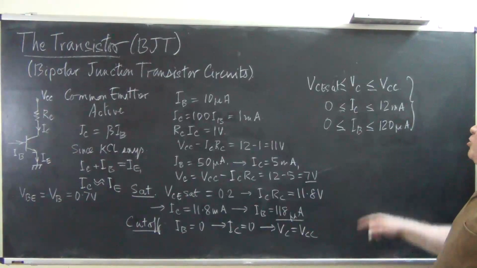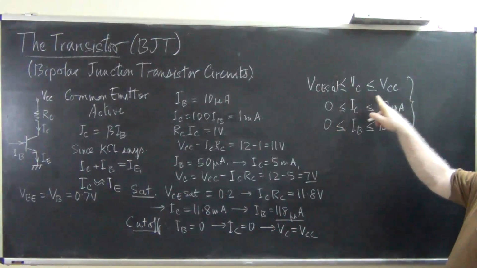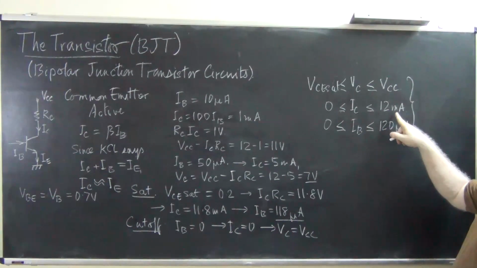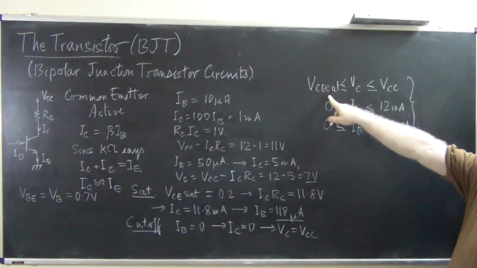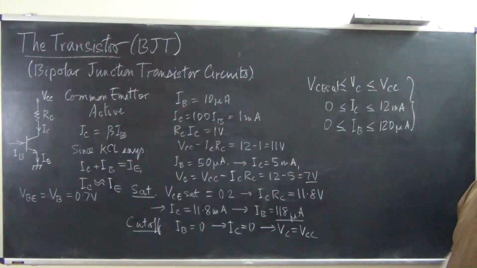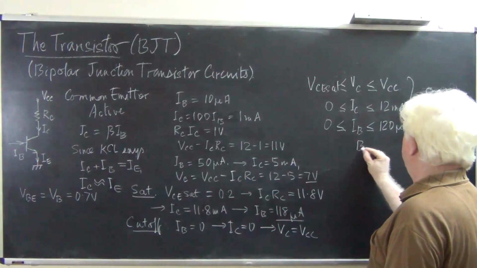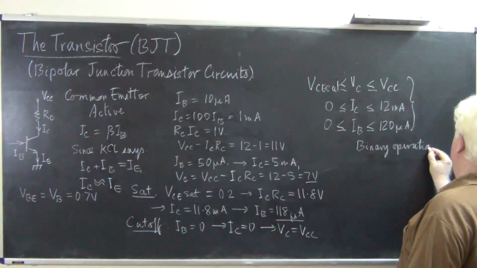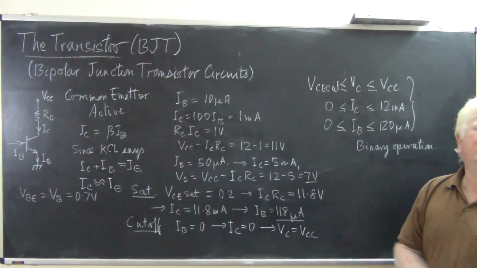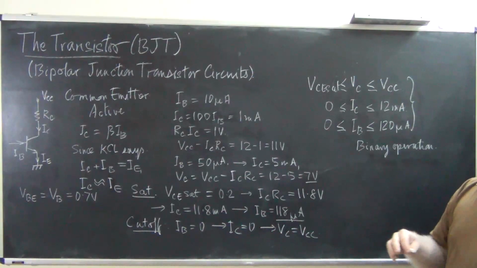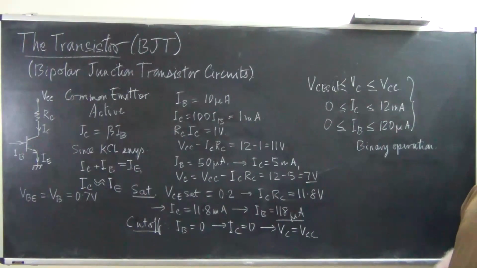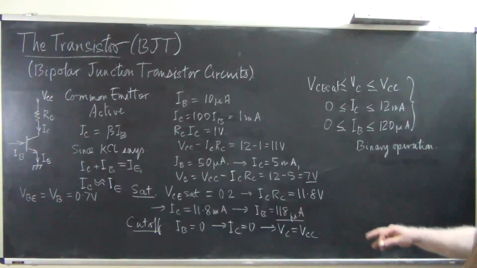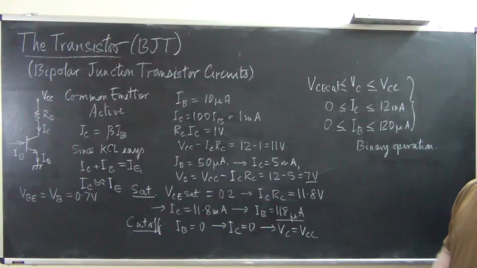Similarly, the lowest value of collector current, which is 0, corresponds to VC equal to VCC, and the highest value of collector current corresponds to VC equals VC sat. Given this fact, we carry out the first experiment, which is just binary operation of the transistor. What we do in binary operation is to apply extreme values, or take the base current over all extreme values from the lowest to the highest, and see how VC correspondingly varies.